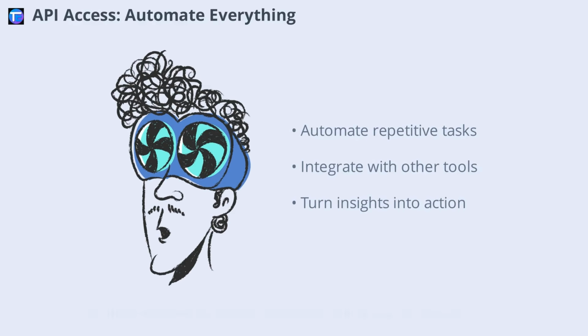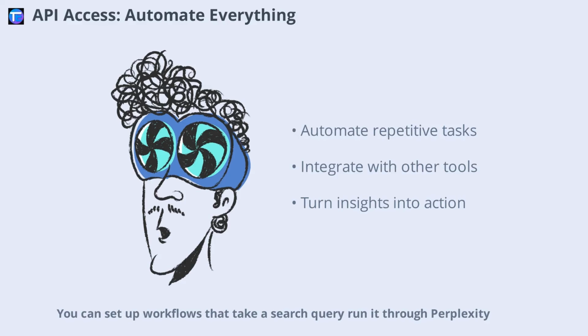For those who love automation, Perplexity's API is a game changer. You can set up workflows that take a search query, run it through Perplexity, summarize the results, convert them into a podcast, and email the MP3 to yourself all automatically. This turns Perplexity into infrastructure for your personal or business needs, handling repetitive tasks with ease.